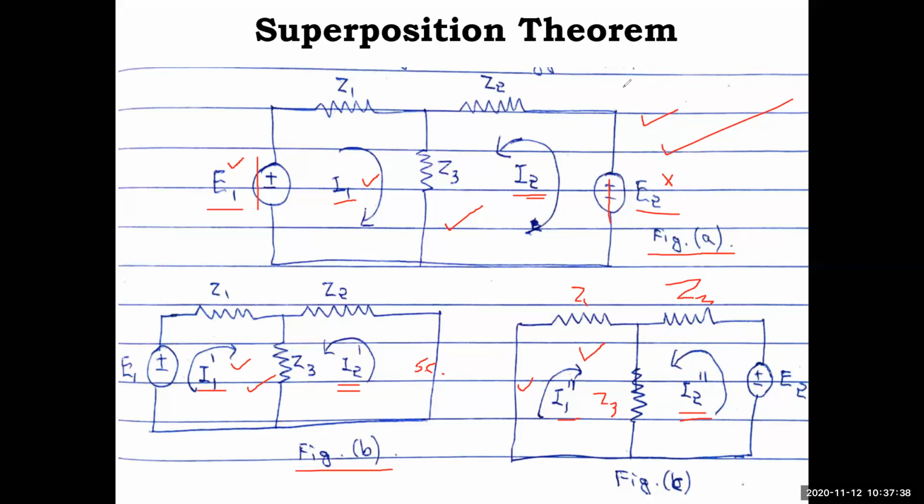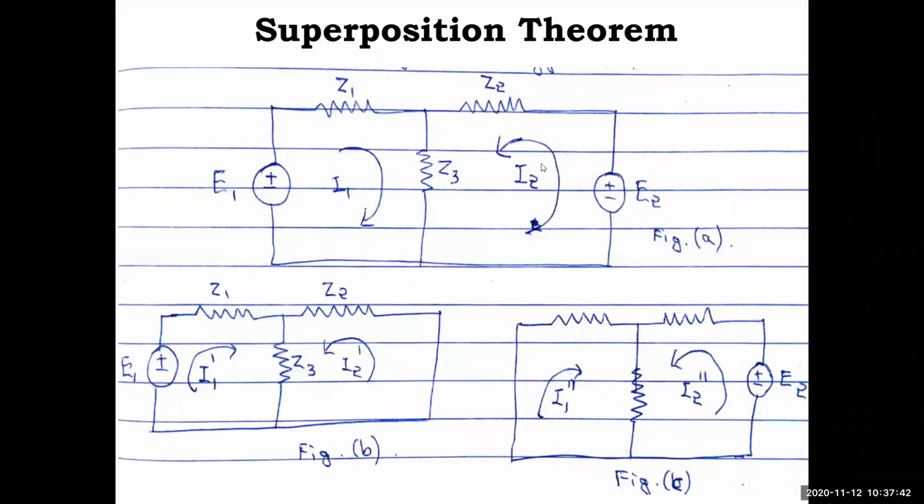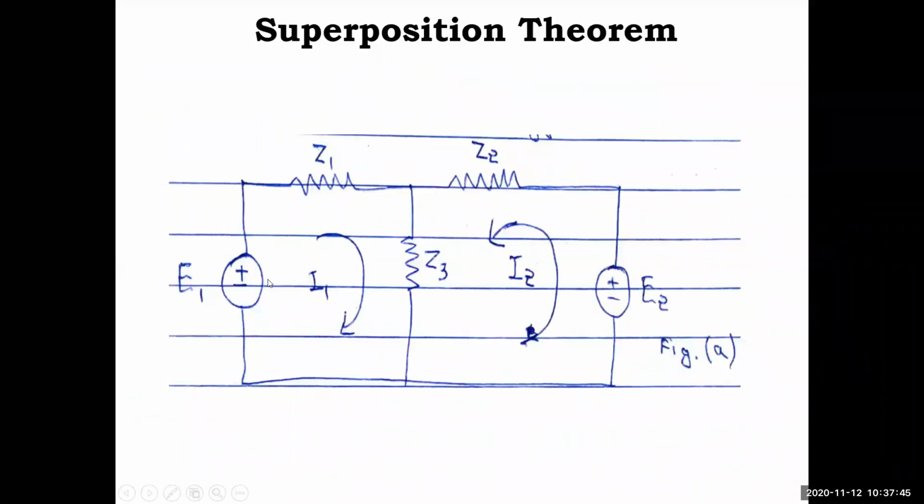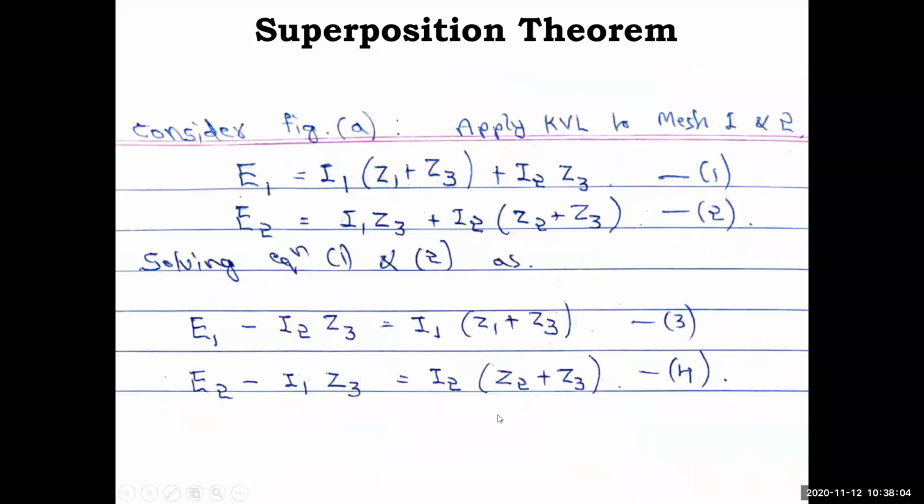Now we'll go through figure A. Just focus on figure A. So this is figure A: E1, Z1, Z2, Z3, E1, E2. Recall what you have done in mesh analysis. I may not take much time here to explain. If you have worked it out in the first module, it is easy. Otherwise you may not continue, so do the basic work.